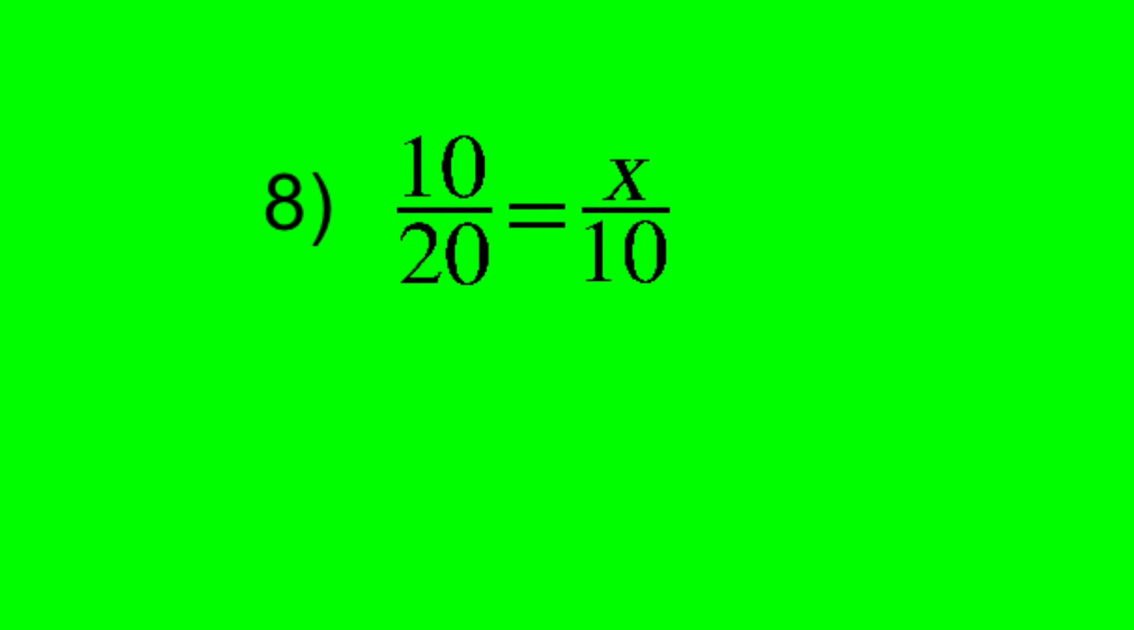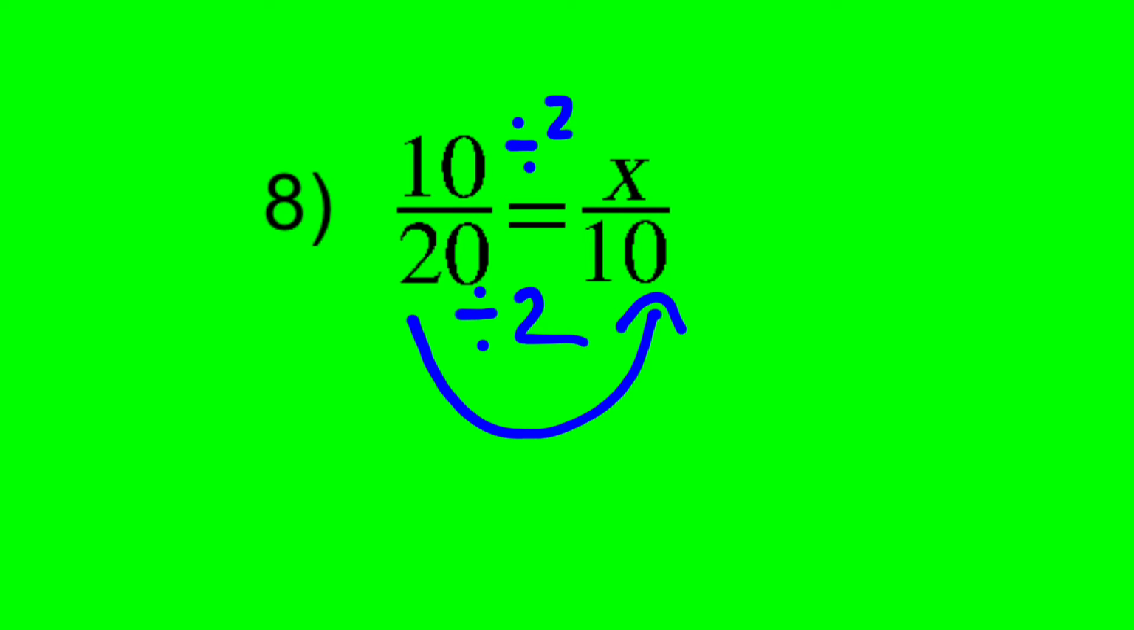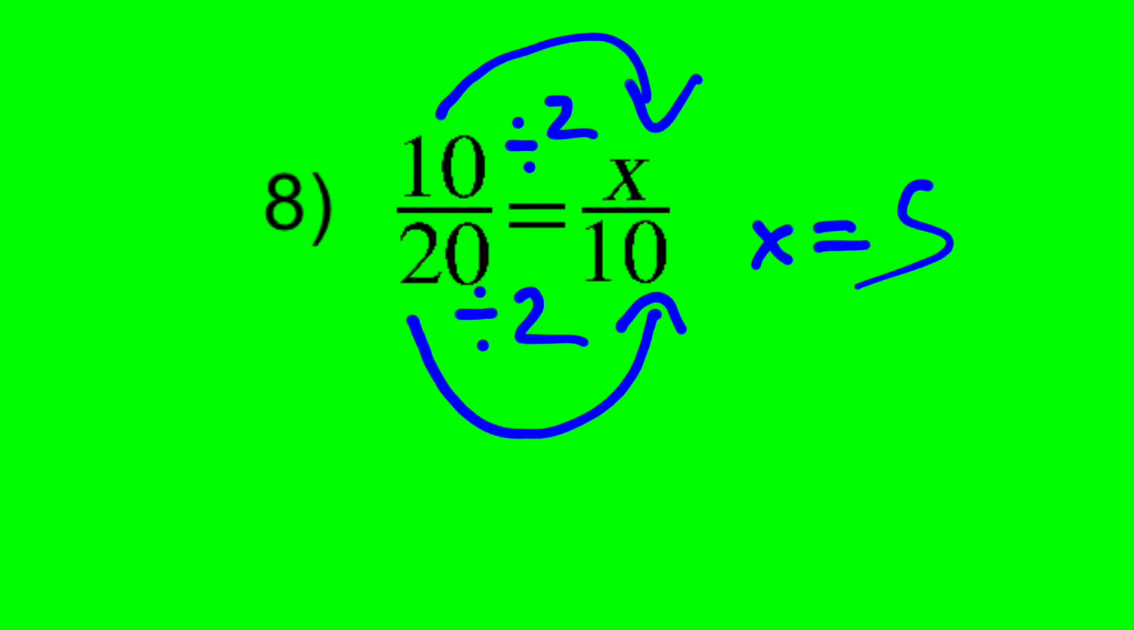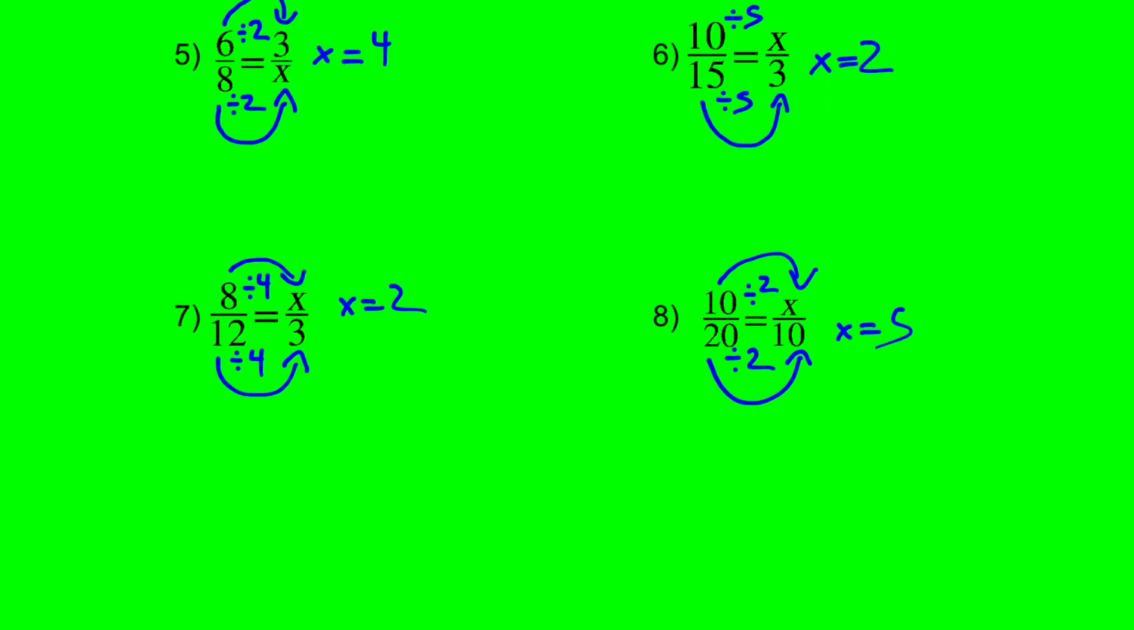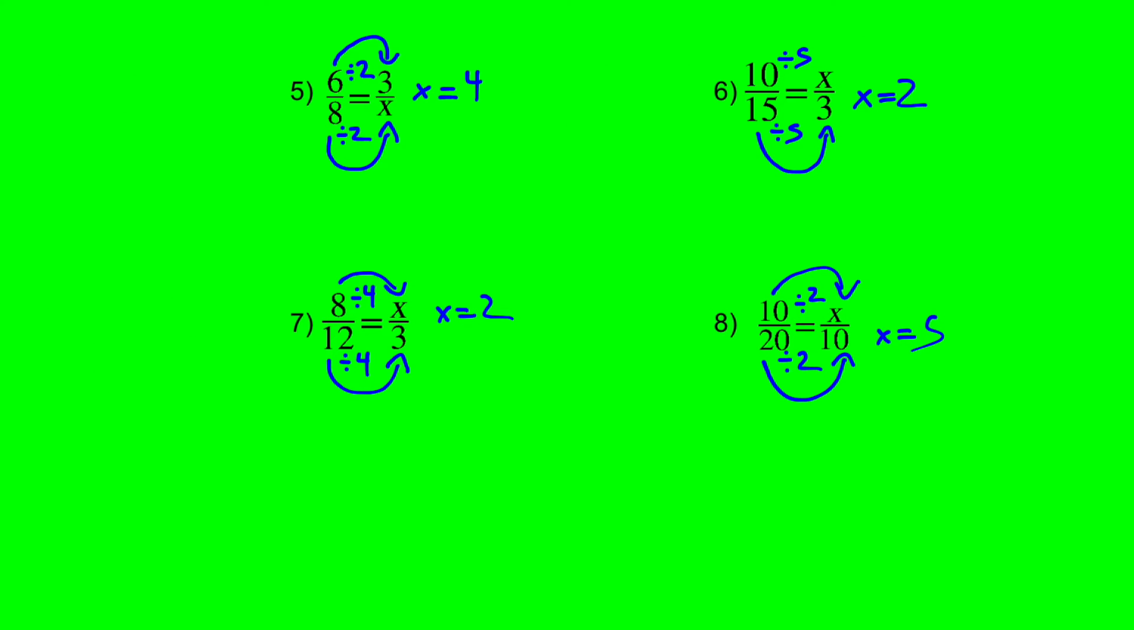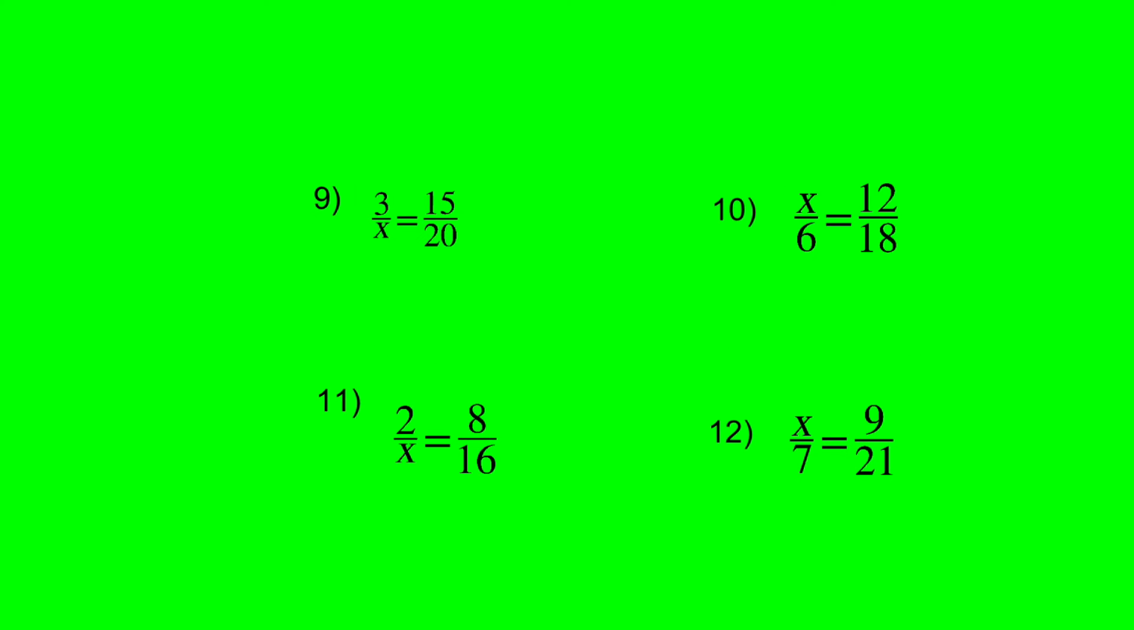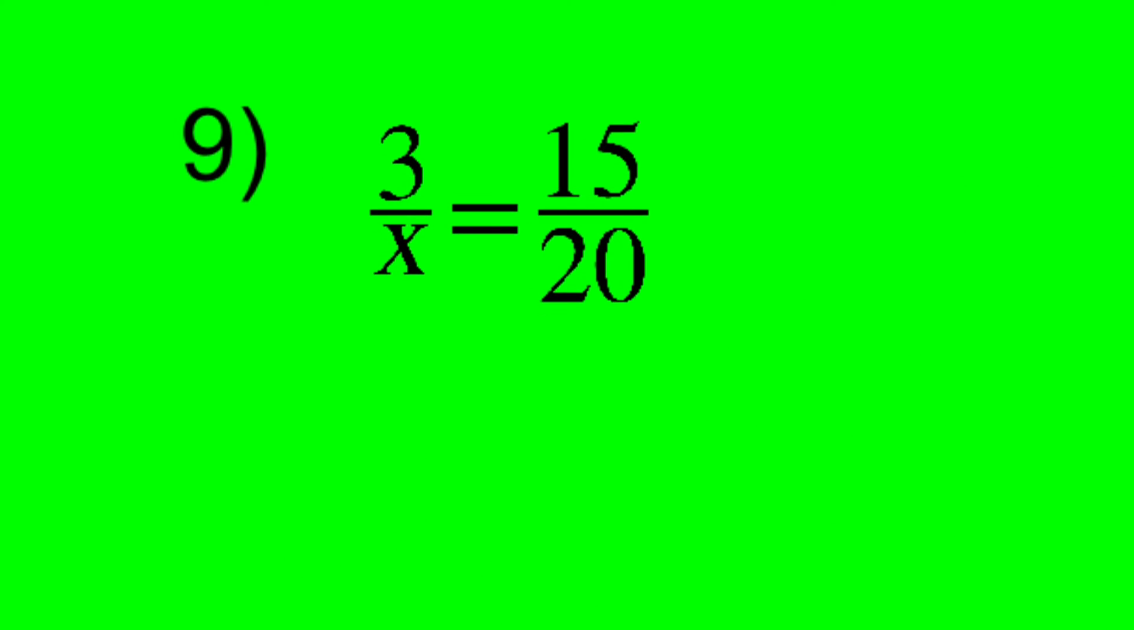This one here, 10 over 20 equals x over 10. Well, I recognize to go from 20 to 10, I'm chopping in half or dividing by 2. So I do the same thing to the top, and 10 chopped in half gives me that x is equal to 5. All of those ones had missing numbers in the second fraction of the equivalent. Let's look at a few where the missing number is in the first fraction.